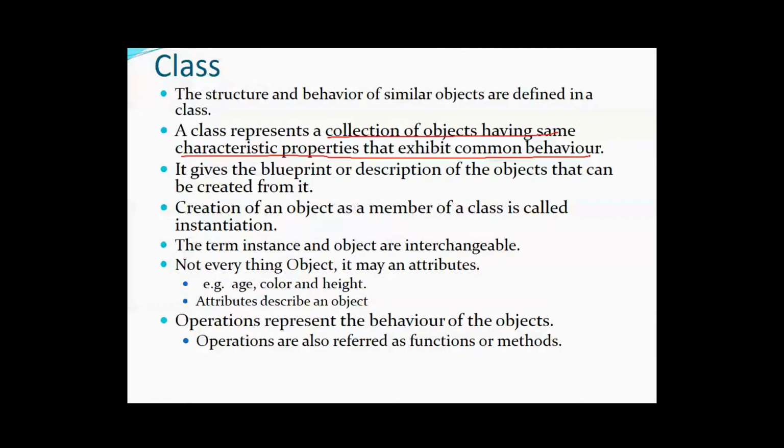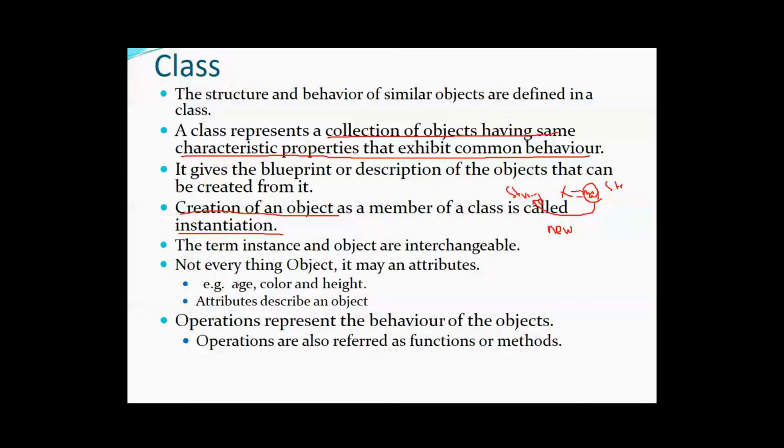Now when you create an object, we call this what? Instantiation. In Java we use the word new. If you do any programming, for example, x equals new String. So when you say new, you create an instance of the object. Instantiation happens when you create an object from the class.